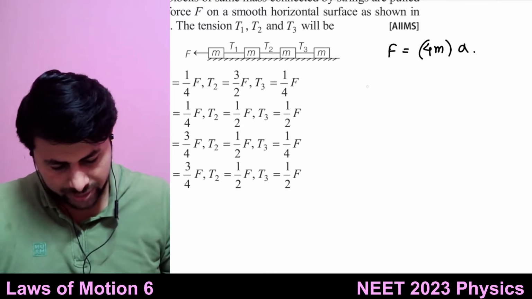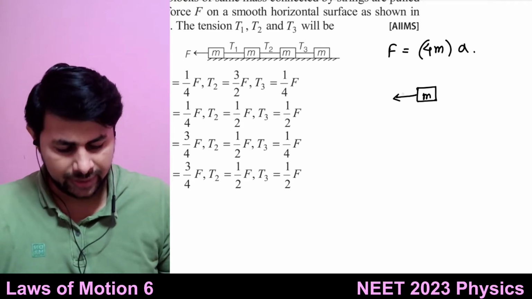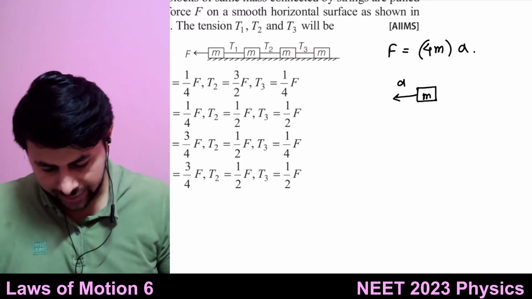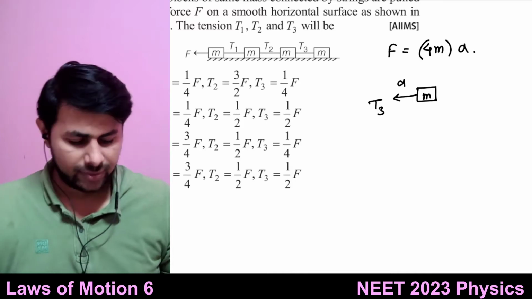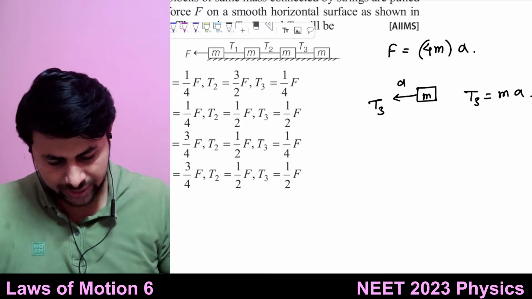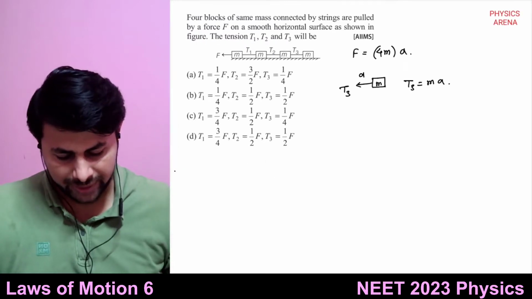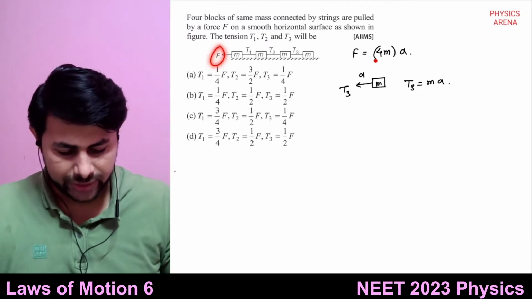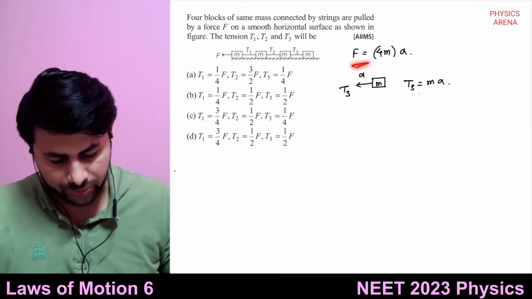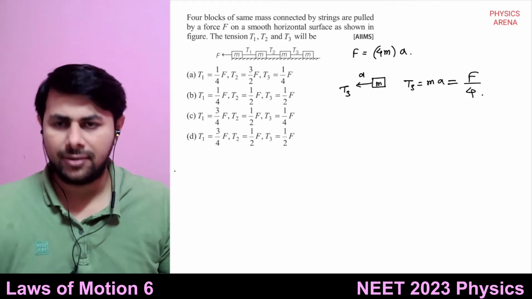So if I talk about this last mass, this mass is m and acceleration is a. So the tension acting on this mass is T3, right? So what can I say? T3 is equal to m multiplied by a. So how much is it in comparison with this force? Compare it with this force F. Force is equal to 4m times a. T3 equals m times a. So force is 4 times compared to T3. So T3 equals F by 4, I can say.